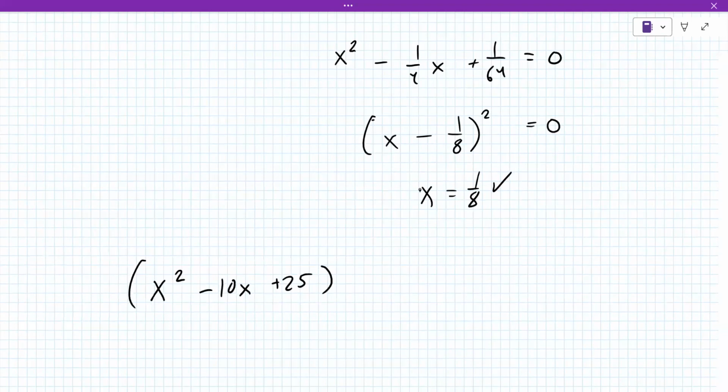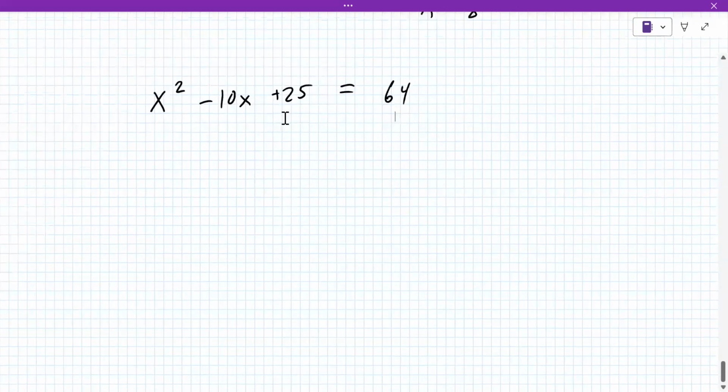So let's say I gave you something like this: x squared minus 10x plus 25 equals 64. You asked to solve this. Normally you would think you have to move 64 over before you can do anything, but what is this thing on the left? Oh, so it'd be x minus 5 squared equals 64. Yes. And then you'd get x minus 5 equals plus or minus 8. Okay, keep going. So then x equals 13 and x equals 3.